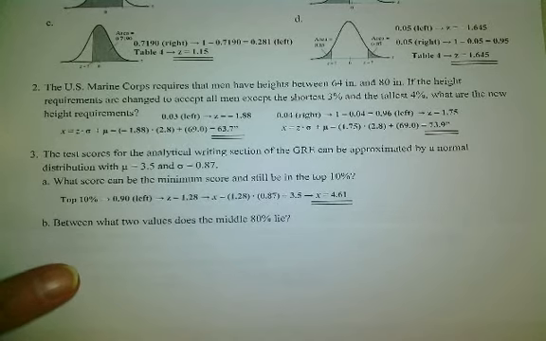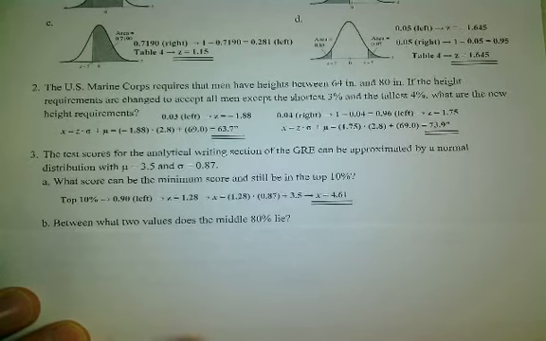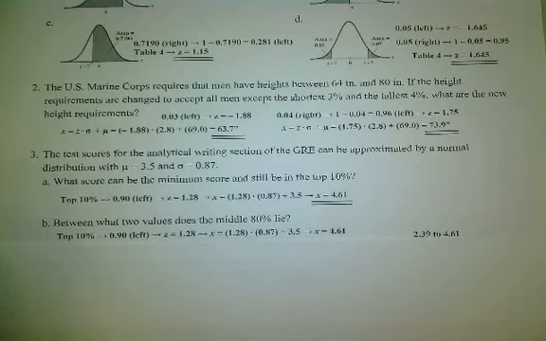Now, next, between what two values does the middle 80% lie? Okay, you got to think about this one just a little bit. All right, the middle 80%. So that means there's 10% on top and there's 10% below. That would be the other 20%. So we've already done the top 10%. We just did that one. But we'll need the bottom 10%.